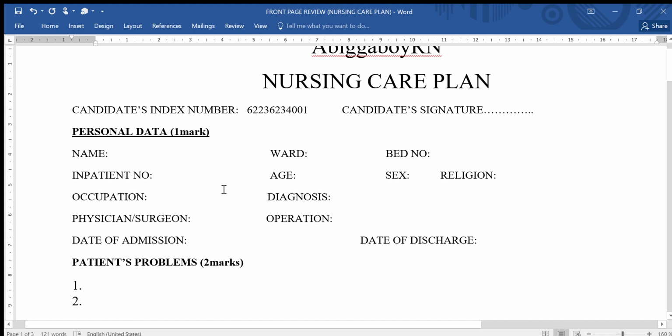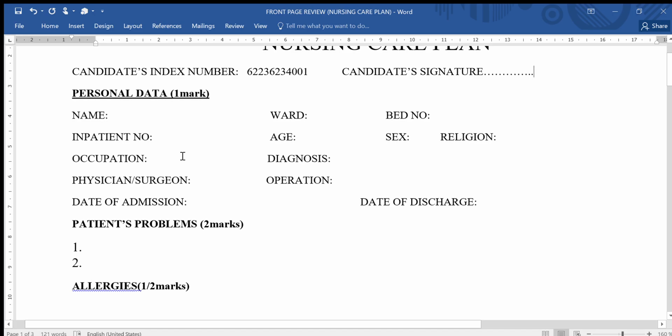Then you see personal data. It has nothing to do with you. It has everything to do with the patient. That's the patient biodata. We are only supposed to fill it. So check this. Most of this information is found in the patient folder. So name of the patient, you type it here.